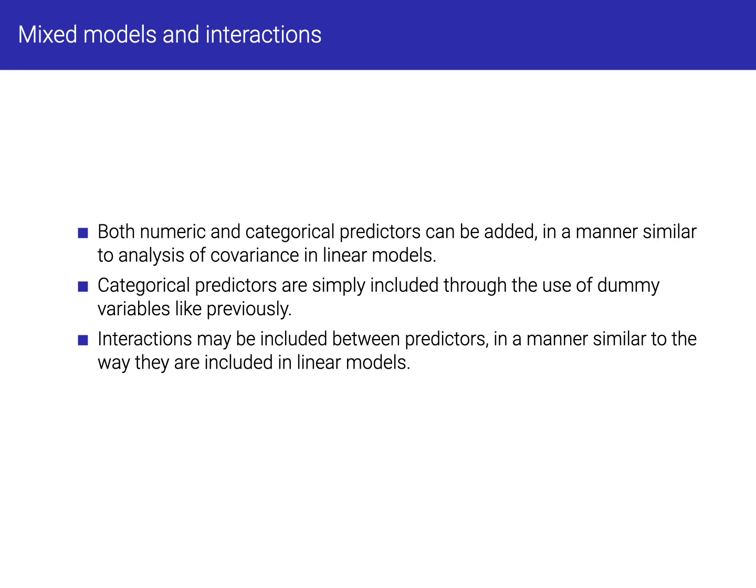But the rest really remains the same. So categorical predictors, for example, are included through the use of dummy variables, like we do in ANOVA or ANCOVA. Interactions may be included between predictors, also, in a manner similar to the way they are included in linear models. So in other words, all of these other components that we may know, like moderation or interactions, controlling for variables, using categorical predictors, using transformed predictors like quadratic terms, let's say, all of that is still possible in a Poisson model, and is used really in the same way.